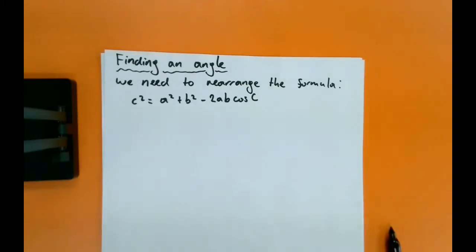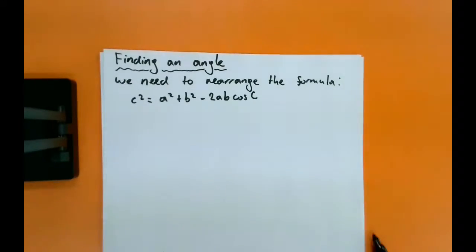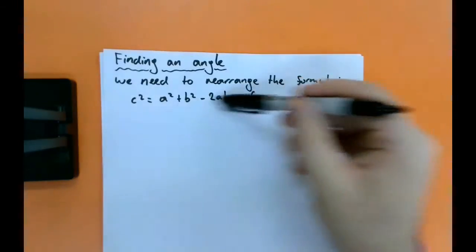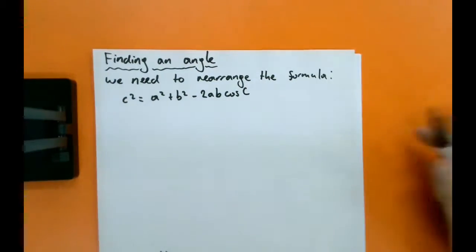Okay, welcome back. So last video we talked about using the cosine rule to find the side length of a triangle. In this particular video, what we're going to be doing today is finding an angle inside of a triangle. To do that we need to take our formula that we've established for the cosine rule and rearrange it.